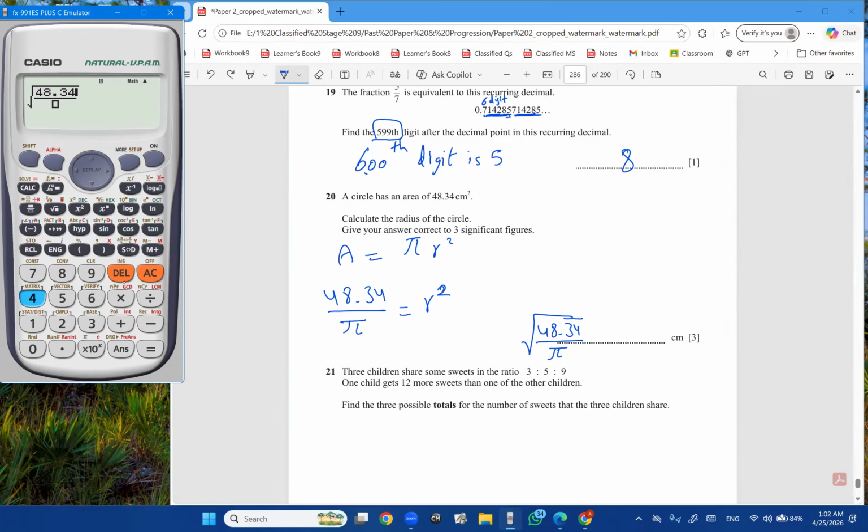It's either 5x is 12 more than 3x. This is the first option. 5x is 12 more than 3x. Oh, look at that. 5x minus 3x is 12. The second option could be that 9x is 12 more than 3x. And the third option could be that 9x is 12 more than 5x.